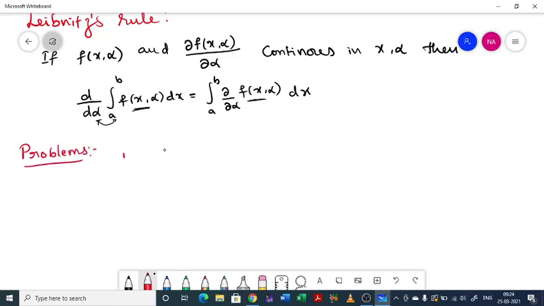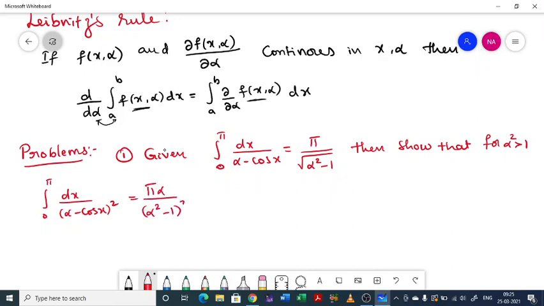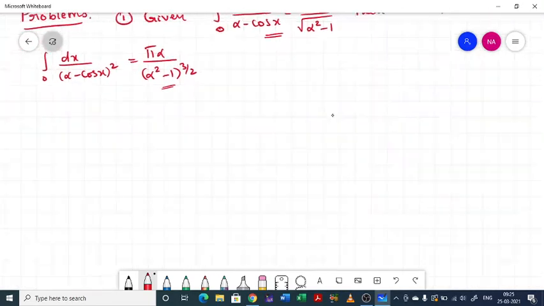First one, given integral 0 to pi dx divided by alpha minus cos x equal to pi by square root of alpha square minus 1, then show that for alpha square greater than 1, integral 0 to pi dx divided by alpha minus cos x whole square is equal to pi alpha divided by alpha square minus 1 whole power 3 by 2.